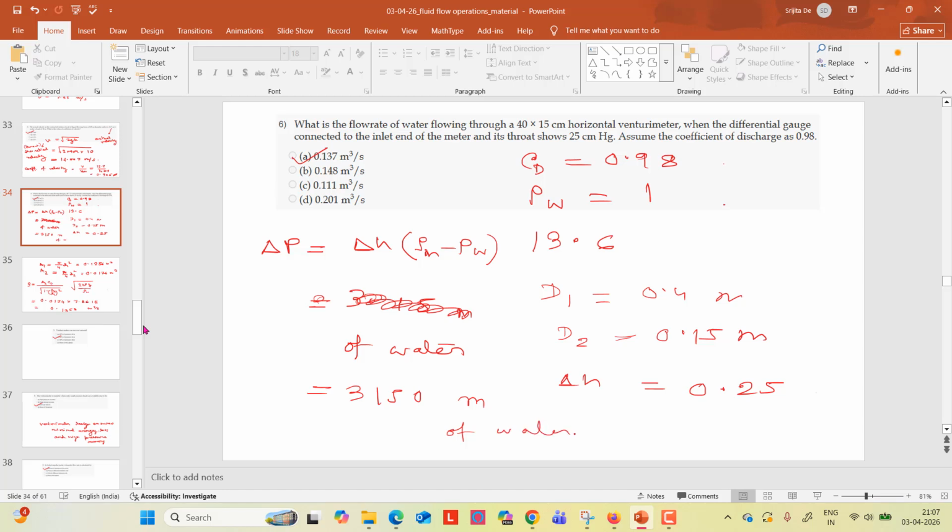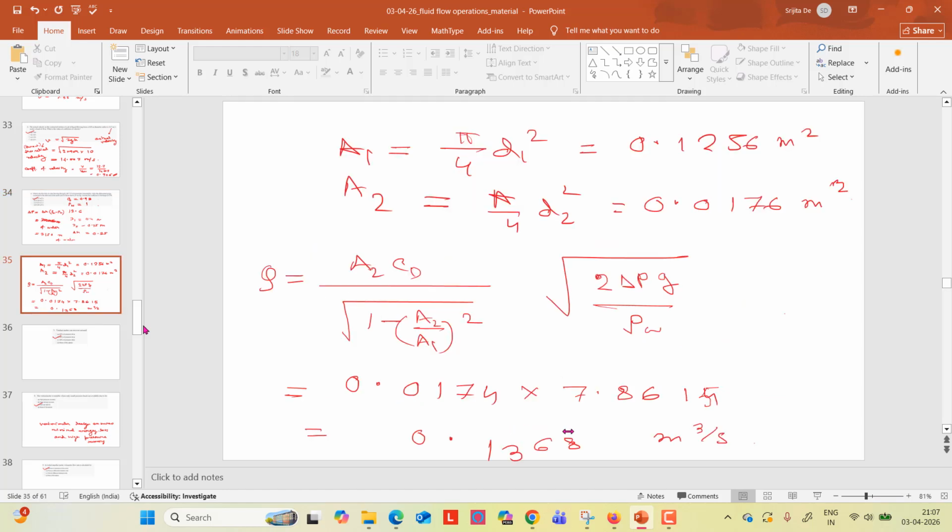In the next case, what will happen? The water is now 1000. It is not anymore 1, because 1 is used when we take it as specific gravity. So it is coming the same. Okay, is this clear?